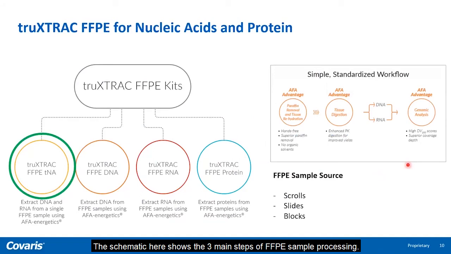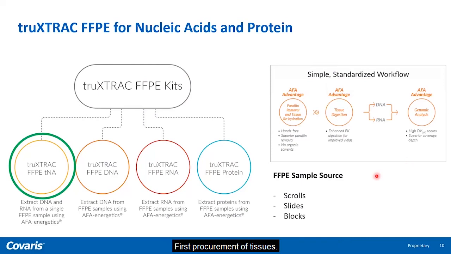The schematic here shows three main steps of FFPE sample processing. First, procurement of tissues. Covaris FFPE kits work with FFPE blocks, scrolls, and slides. Second step is to remove the paraffin. In this workflow, we will use AFA for active paraffin removal and active tissue rehydration instead of organic solvents. And finally, the RNA and the DNA will be purified from the sample.